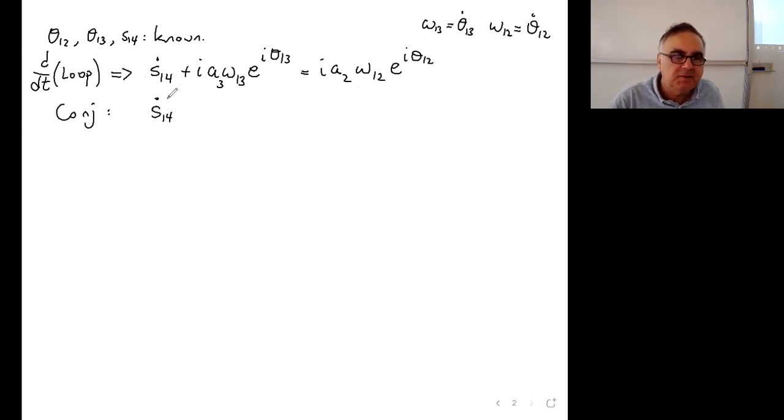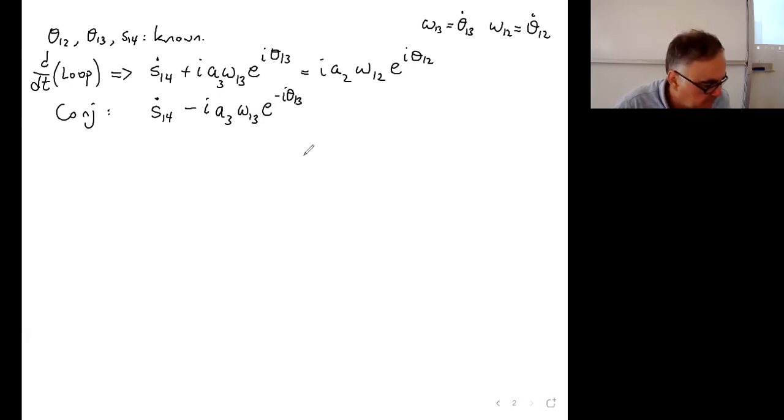You can also take the derivative of the conjugate, plus, not plus, minus I 3, minus I 3. We have two equations, as you know. Now, these equations actually physically mean something.